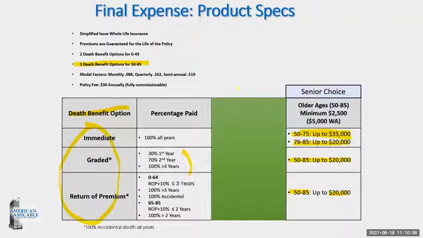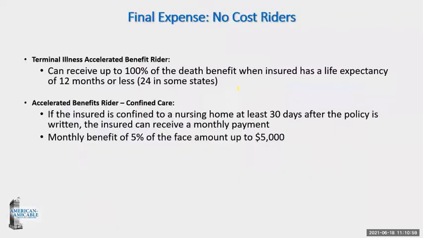So as I said before, when you're going down the application, it's going to show you which plan they should qualify in. Of course, when you go through everything and they run the MIB and prescription check, if anything pops up, it could be different. But for the most part, you'll be able to tell just from going through the answers.